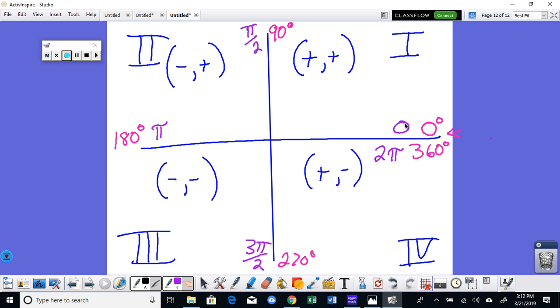3 pi over 4. What's pi in terms of fourths? All right, pi is equal to 4 pi over 4, right? Pi over 2 is equal to 2 pi over 4, correct? So where would 3 pi over 4 be? Which quadrant? 2.